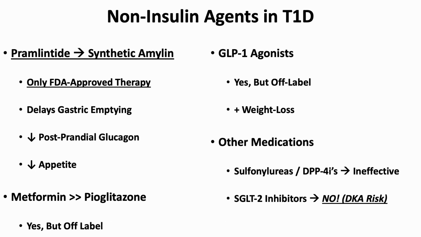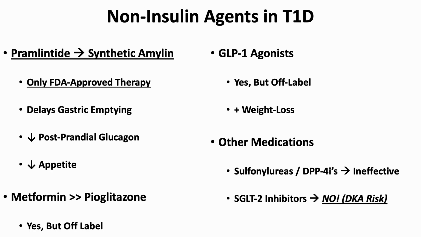A quick word on non-insulin agent therapies in patients with type 1 diabetes. There's only one that's FDA approved, which is pramlintide or synthetic amylin. It helps with insulin resistance, particularly with meals. The problem is you have to give an injection alongside an insulin injection with each meal. And so for the amount of glucose lowering that you get with this agent, we tend not to use it all that often. Some patients swear by it, and that's fine. But I tend not to use it all that often.